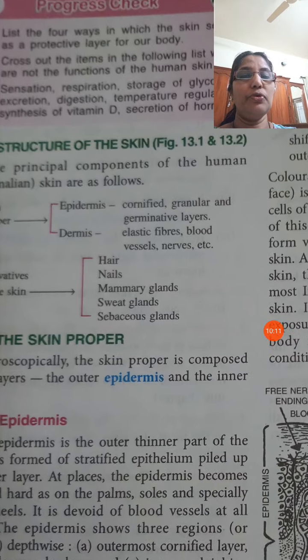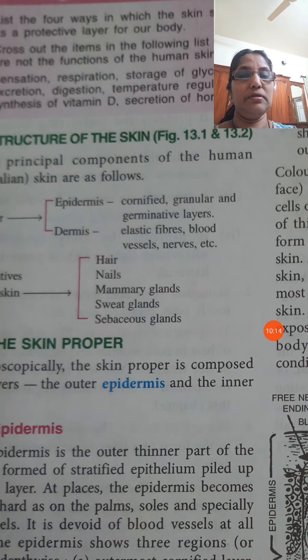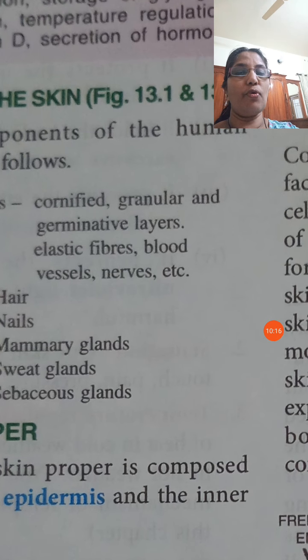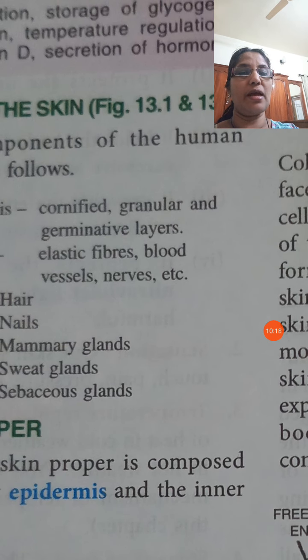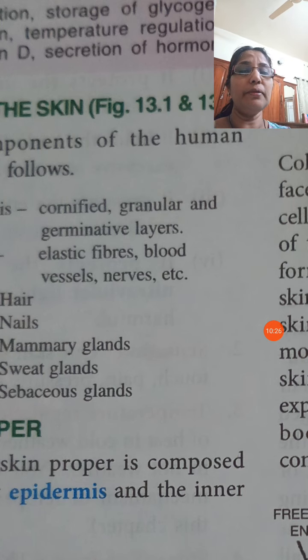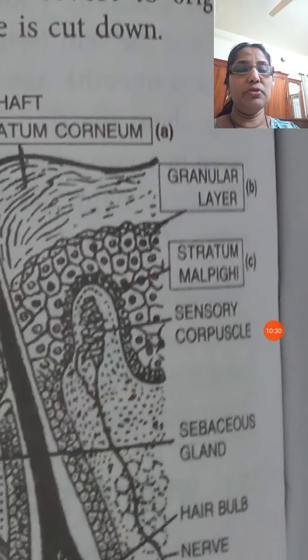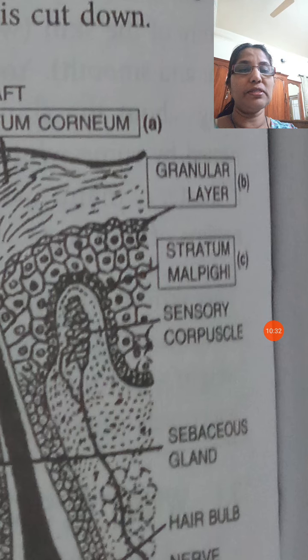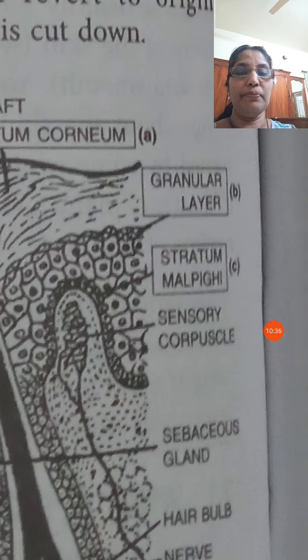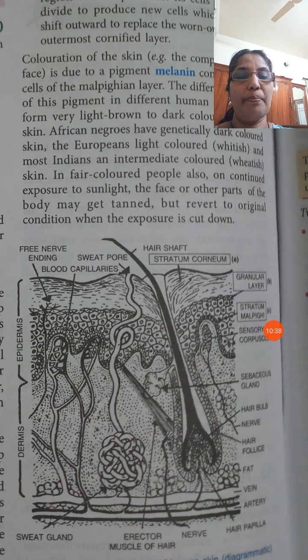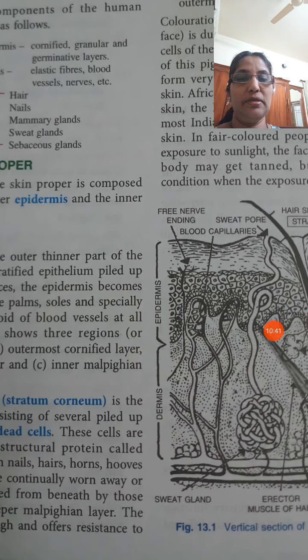So you know what the epidermis is: the cornified layer, that is the stratum corneum, then the granular layer, the lower living cells, and the germinative layer, meaning the stratum malpighi. Stratum malpighi is known as the germinating layer, meaning new cells are produced there. So this is the upper layer of the skin.